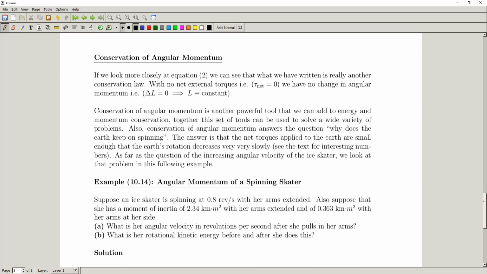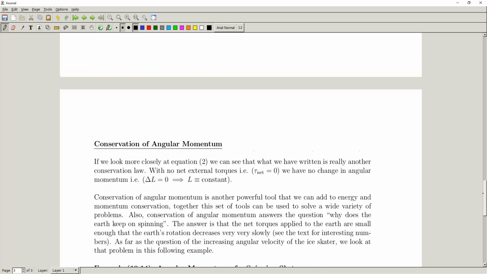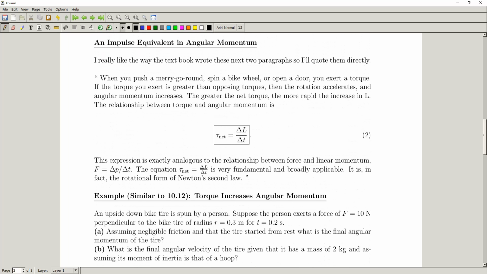Okay, and so we're getting to where we want to here with this section. Let's look back at this expression that we have here. Maybe it's not immediately obvious, but if we think about it for a second, what we really have here is another conservation law, right? Because we have that the net torque is equal to the change in our angular momentum over the change in time. But if we have no net torque, then angular momentum can't change, right? Even if time is changing, if this side is equal to 0, then our change in angular momentum has to be equal to 0, right?